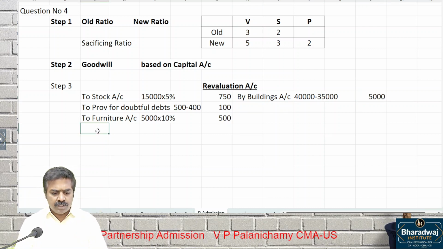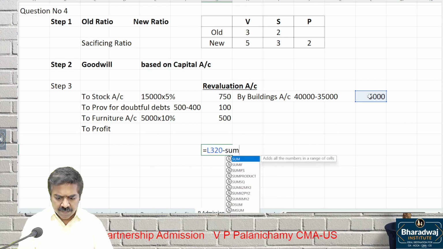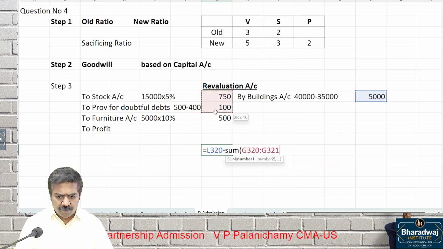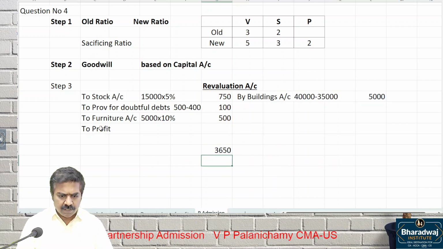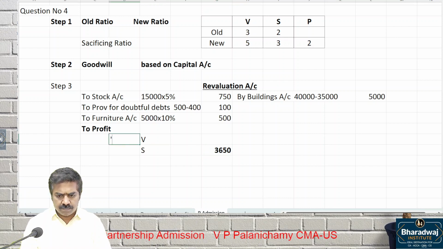So tally this. You will get the profit. The profit will be transferred to whom? Old partners in the old ratio. The profit will be transferred to old partners in the old ratio. What is the profit? 3650. It is transferred to old partners. Who are the old partners? B and S. What is old ratio? 3 by 5, 2 by 5. Transfer it.